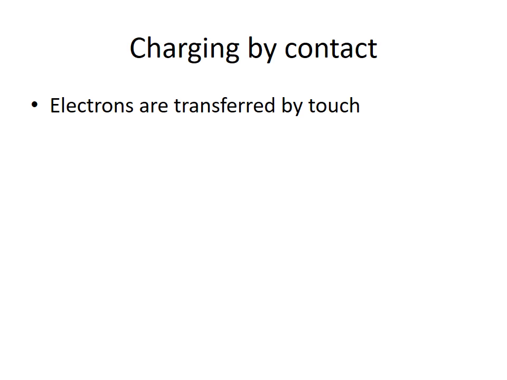So the first one is charging by contact or conduction. If you'll remember from when we did heat transfers, you had conduction and convection. Well, conduction is when you were touching the heat source through the solid to change the temperature. When you're doing charging by contact or conduction, it is by actual touching it. So the electrons are going to be transferred by touch.